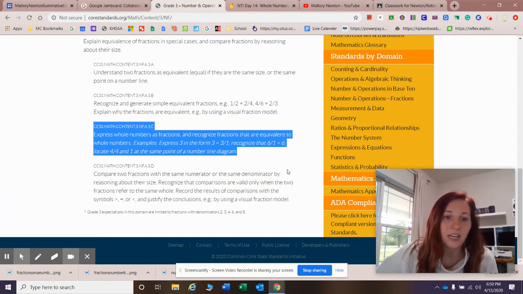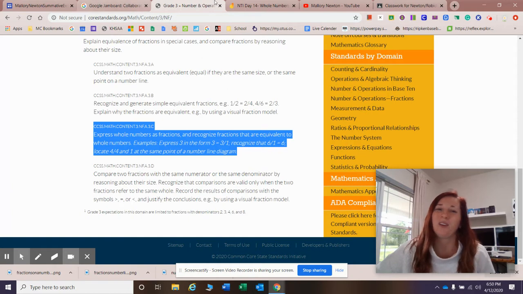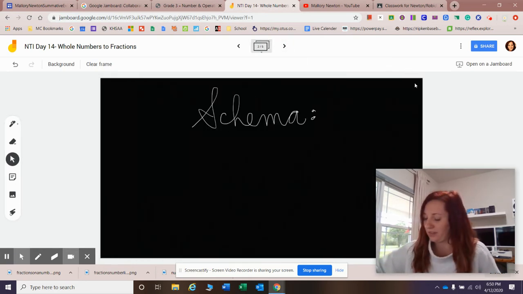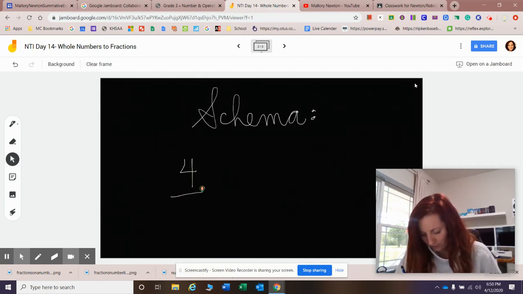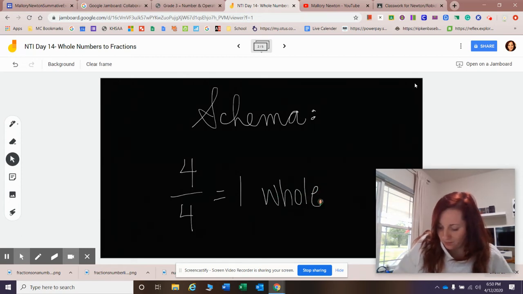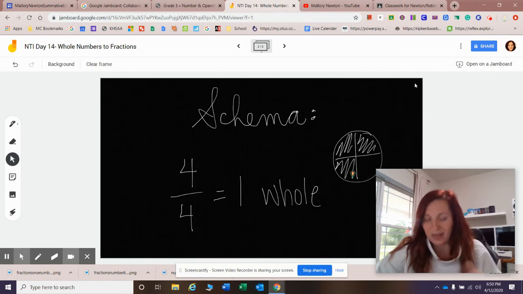It's 3.NF.A.3.C, and it's expressing whole numbers as fractions and recognizing fractions that are equivalent to whole numbers. Well, you have a little bit of schema with this, so I'm really not too worried. In fact, let's look at the schema that we do have. We know that 4 over 4 is the same thing as 1 whole, because if I had a pie broken into fourths and I ate 4 pieces of that pie, I ate 1 whole pie.